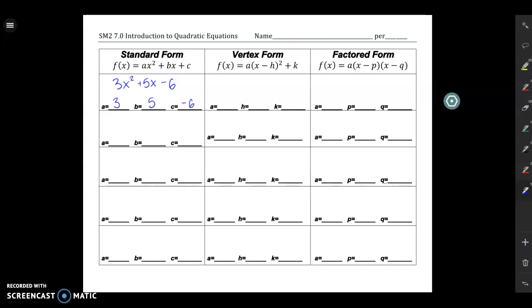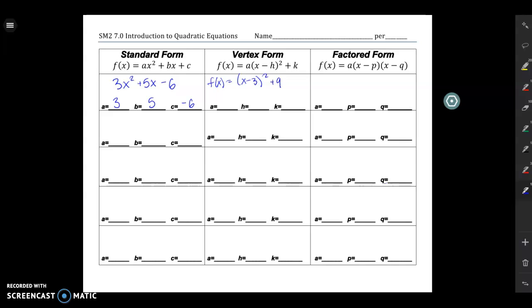Okay. Let's look at an example of vertex form. If I have f of x equals (x minus 3) squared plus 9, that is going to be in vertex form. Okay. It looks like a set of parentheses squared and then plus or minus a number at the end.